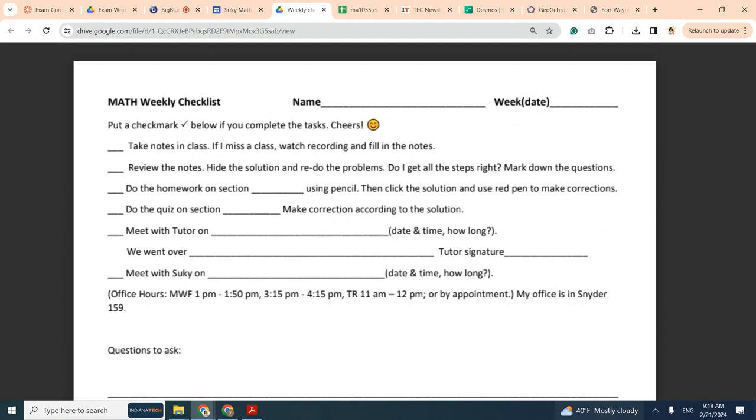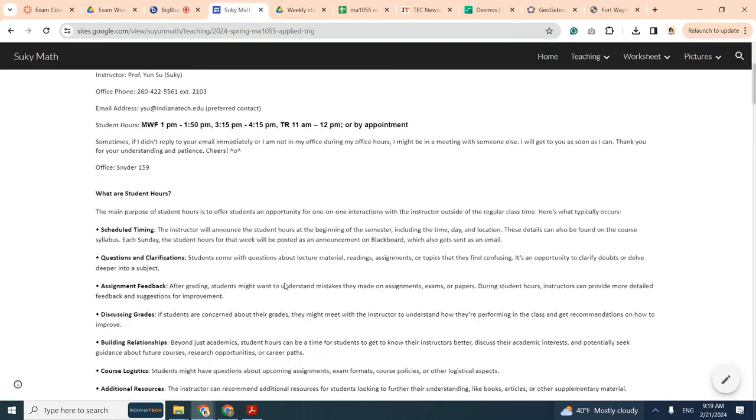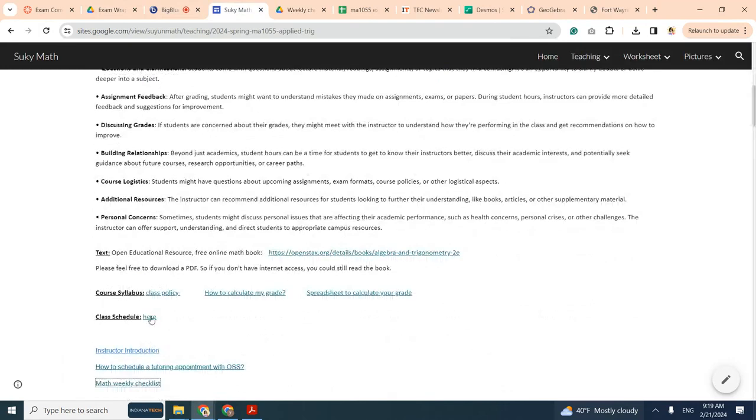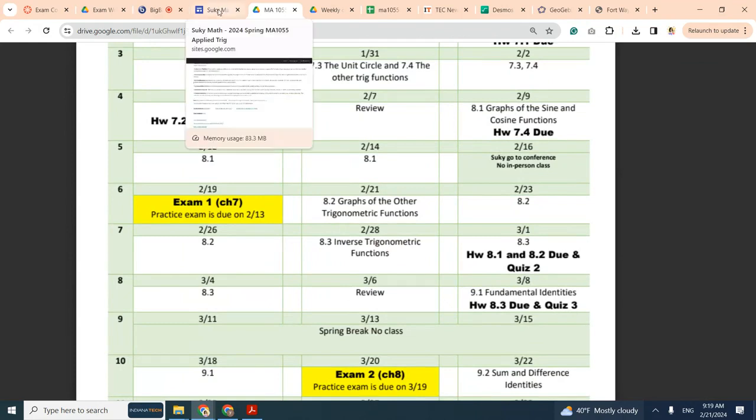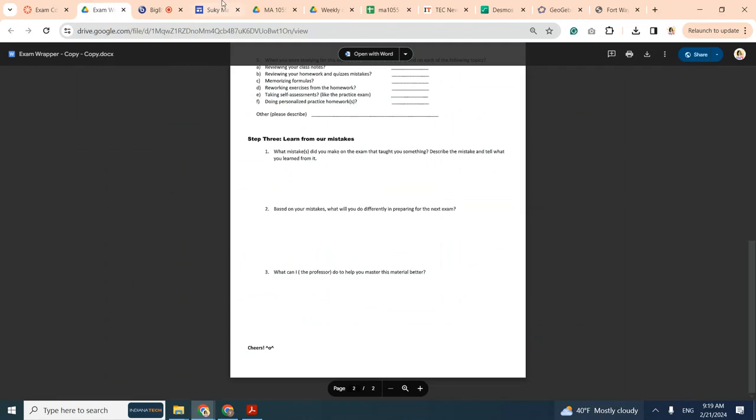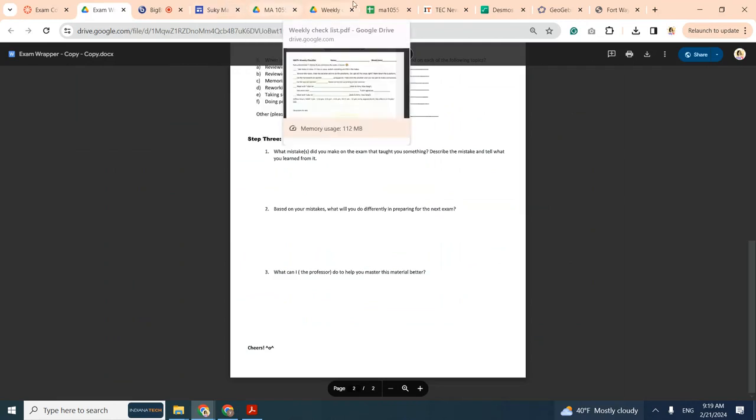And then did you do the quiz? This week, do we have any quiz? Let's see. Right, this week we don't have any homework or quiz due. So just do the exam correction and exam wrapper. And then what else?